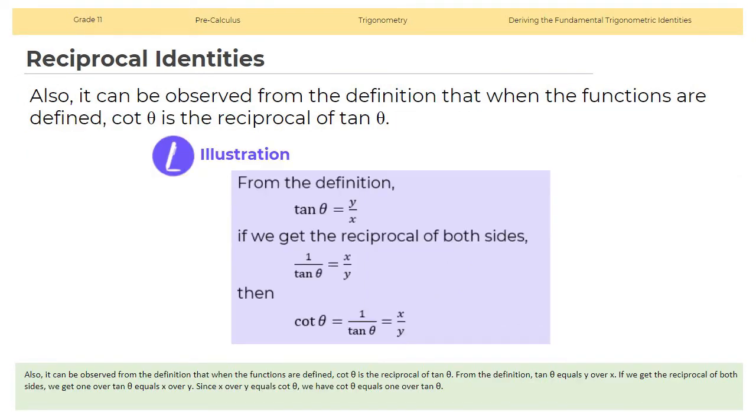Also, it can be observed from the definition that when the functions are defined, cotangent theta is the reciprocal of tangent theta. From the definition, tangent theta equals y over x. If we get the reciprocal of both sides, we get 1 over tangent theta equals x over y. Since x over y equals cotangent theta, we have cotangent theta equals 1 over tangent theta.